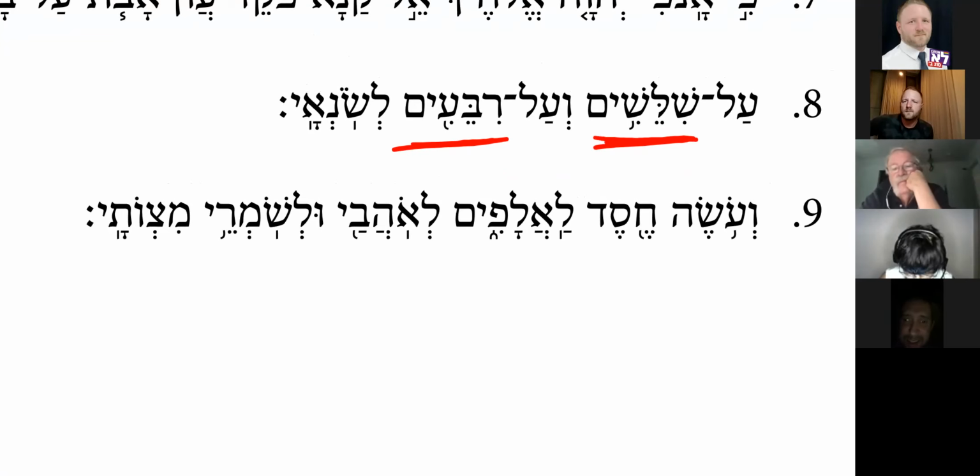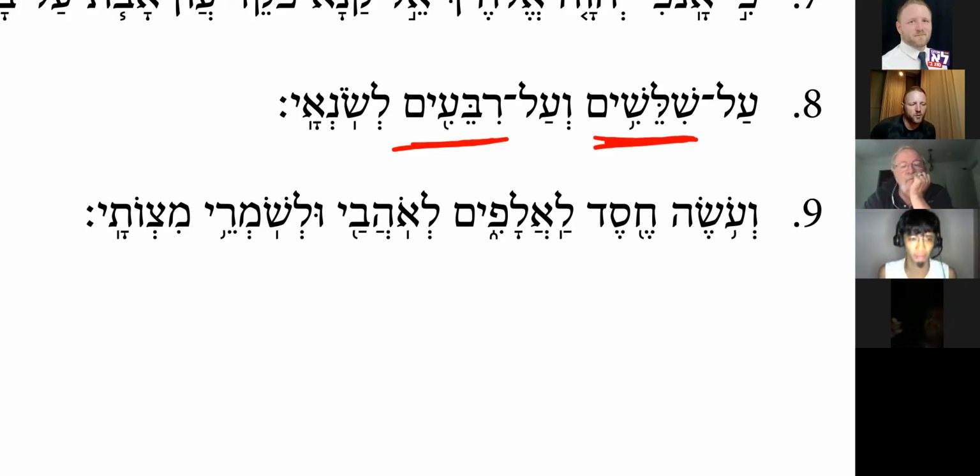V'oseh chesed la'alafim le'ohavai u'l'shomrei mitzvotai. Do chesed to the thousands, to lovers of me, and the guardians of my commandments.